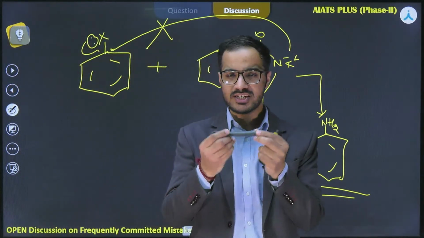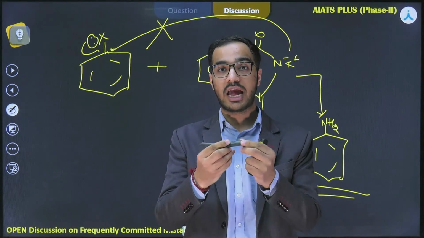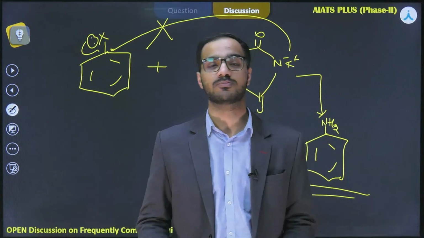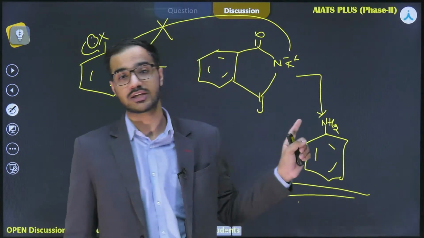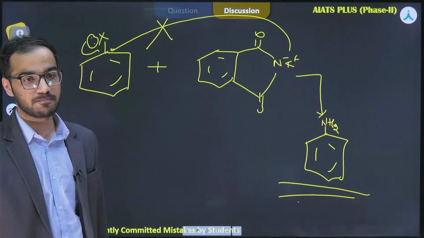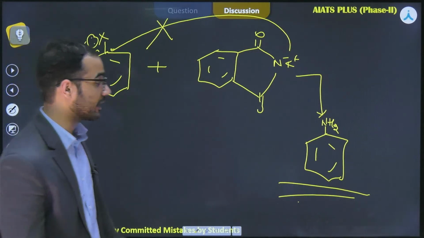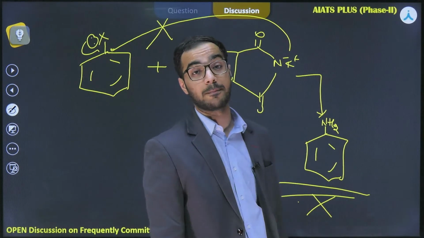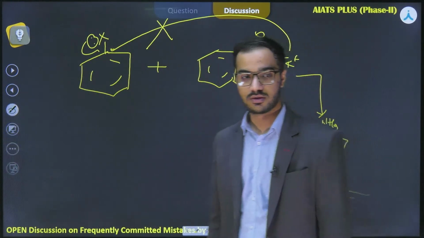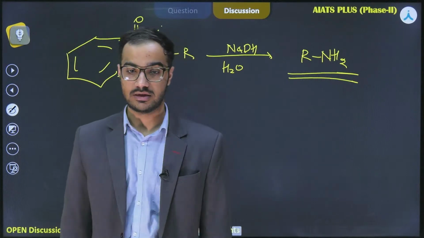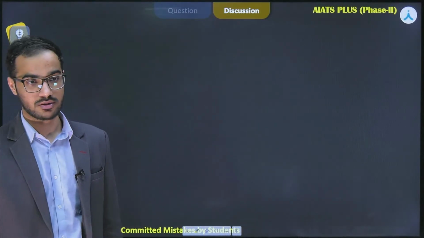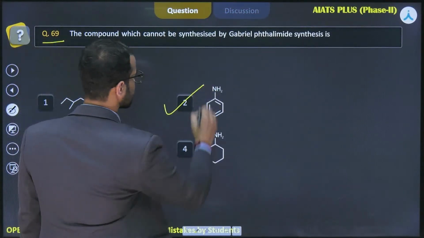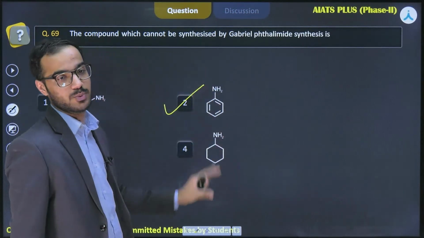Let us say you are having a single bond, it will be easy to break, and if you are having two bonds, it is very difficult to break these bonds. It means SN2 will not be the case over here. I hope this is clear. It means aniline cannot be prepared by the Gabriel phthalimide synthesis. Exactly, it is very difficult to break this bond, so this cannot be synthesized by Gabriel phthalimide.